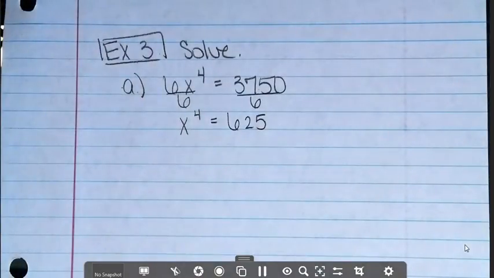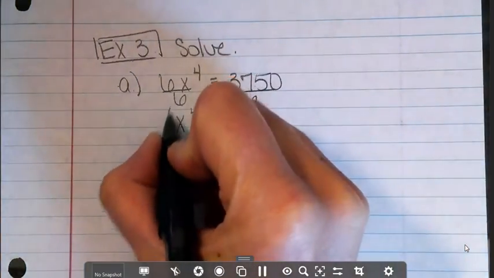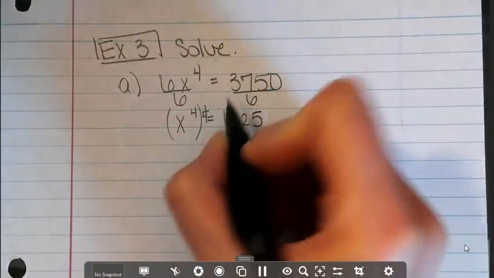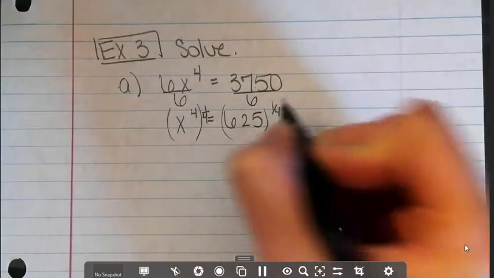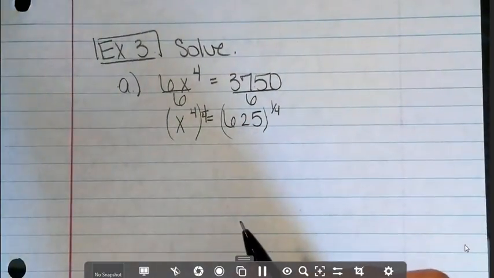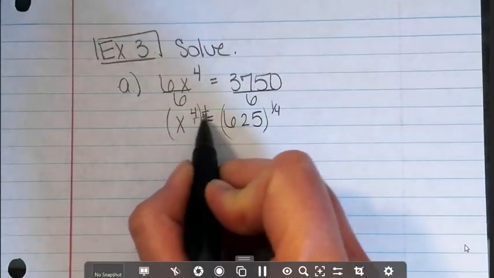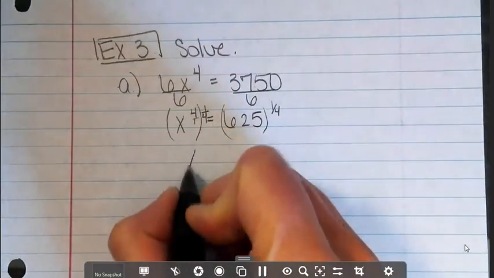Okay, so now I need to undo this 4th power. So just like when we had square roots, the way that I undid squaring was I square rooted both sides. For this, I like to think of it using those rational exponents. I'm going to raise both sides to the 1/4 power, which is the same thing as taking the 4th root of both sides, right? Because if I multiply these two together, I'm just going to get 1, and I'm left with x.